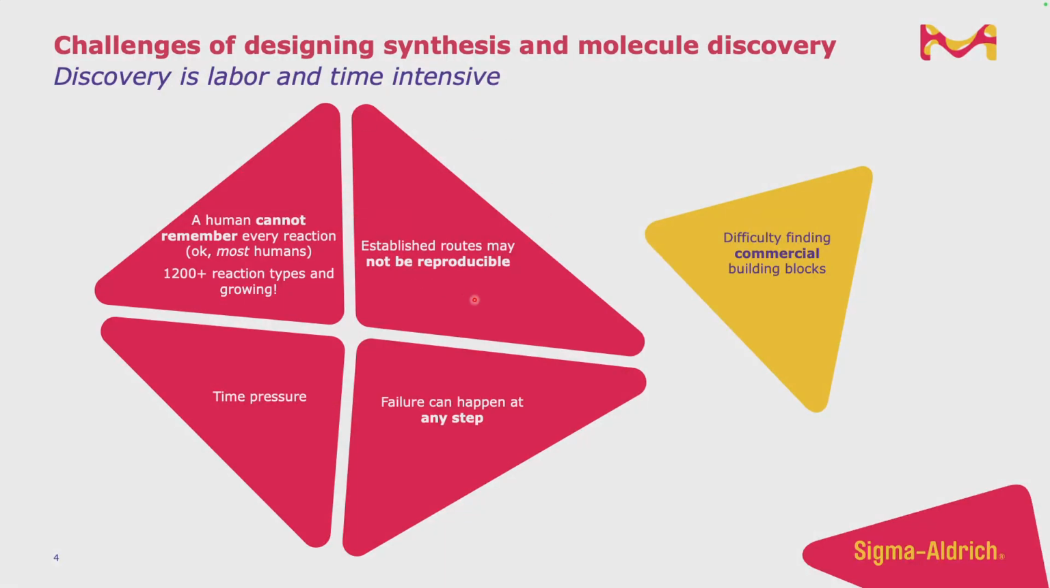When working with published reactions or published targets, we often find that the literature route is not reproducible. So it might be the case that you try to perform a particular literature pathway in your lab and it actually doesn't work. On the other hand, you might be working on a completely novel molecule, never synthesized before, like a new drug candidate, where sometimes there isn't even a similar synthesis in the literature. And furthermore, a failure of the synthesis can happen at any step.